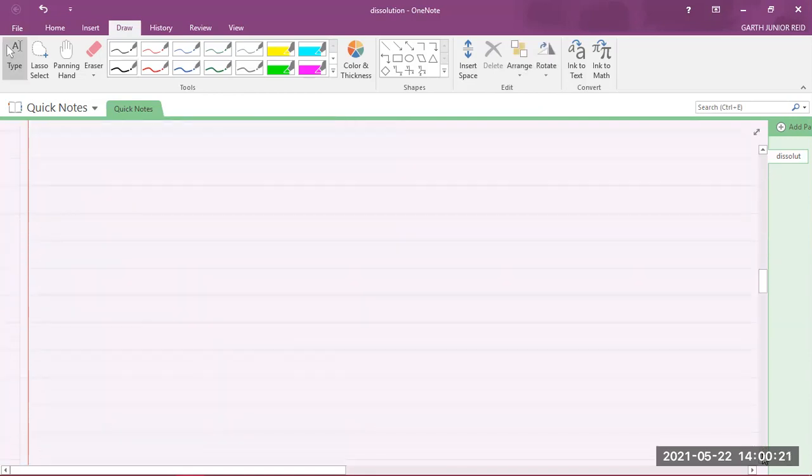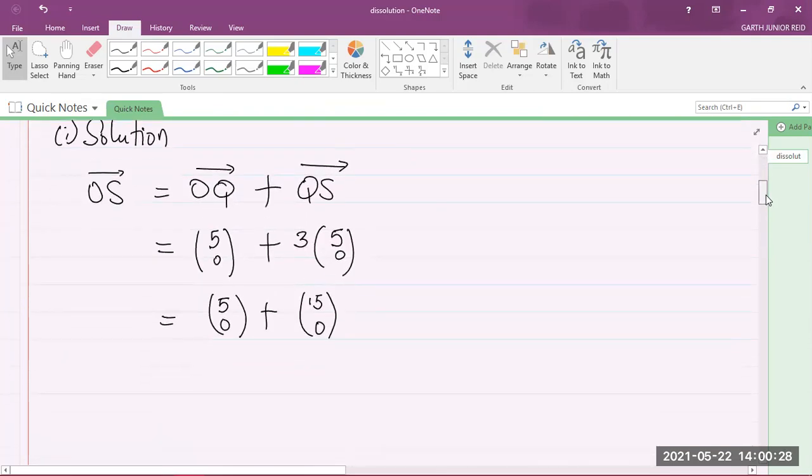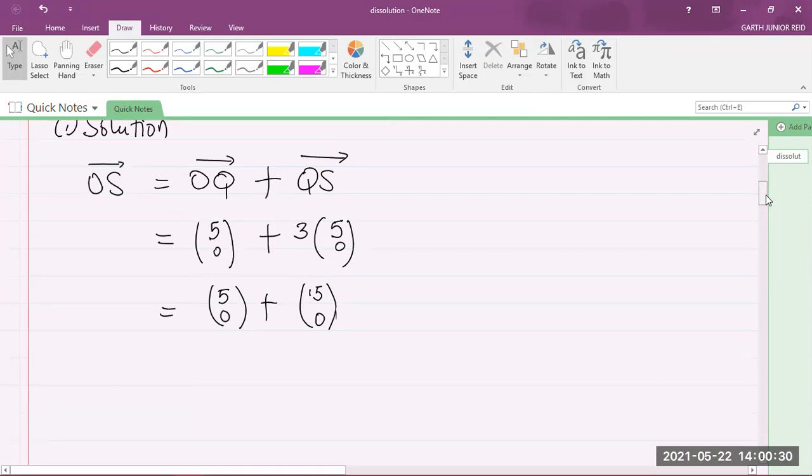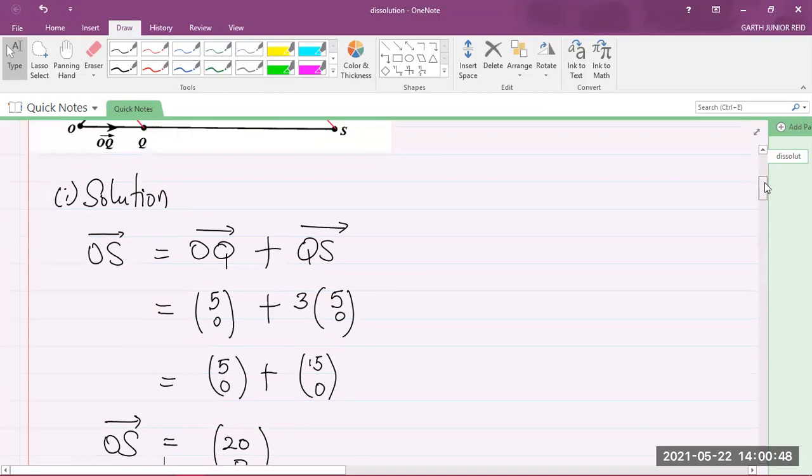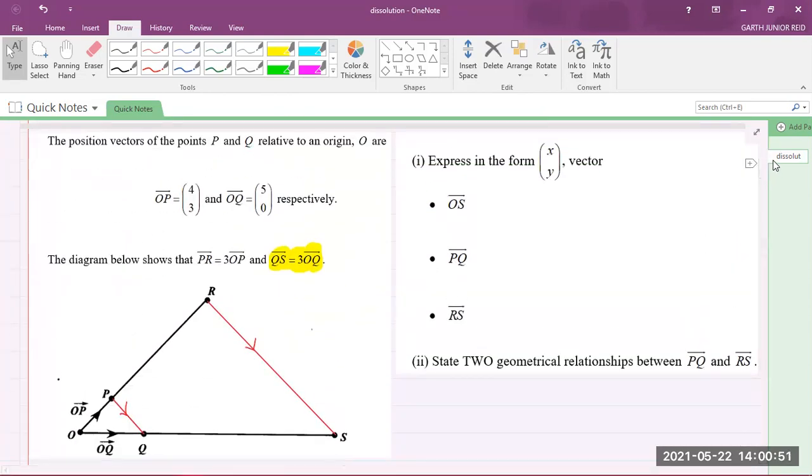Good. So now I want to add these vectors. Let's go back up here. I want to now add those two vectors. If I'm adding the vectors, I'm adding the corresponding elements. So it's going to give me 5 plus 15, that's 20, and 0 plus 0, that's 0. And that is the vector OS. So we're now finished here with the vector OS.